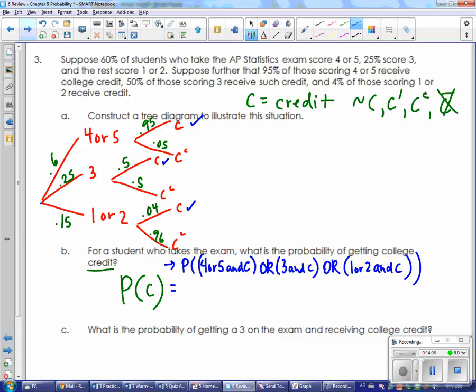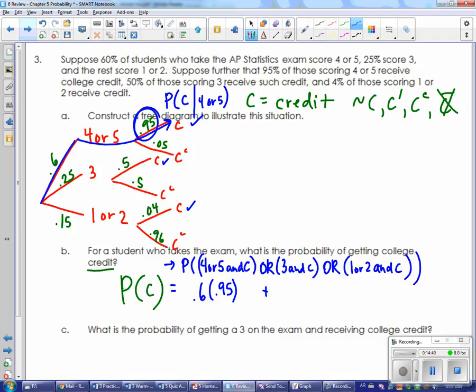So this first branch, getting a 4 or a 5 and getting credit, because it's an "and," I'd be multiplying 0.6 times 0.95. And remember, this 0.95 is actually a conditional probability. This is the probability of getting credit given that we got a 4 or a 5. So when I'm using the multiplication rule, I'm actually using the general multiplication rule here. "Or" means I'm going to go ahead and add, because these are all disjoint. There's no overlap, so I don't have to subtract any overlap.